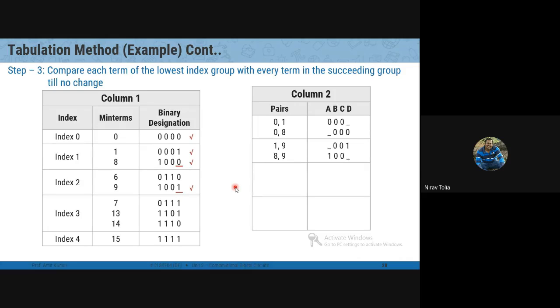So now the possibility of index 1 and index 2 is checked. Now we have to combine a group or check the possibilities between index 2 and index 3. So now we have to check the possibility of 6 with all others 7, 13 and 14, and then we have to check the possibility of 9 with all others 7, 13 and 14. Okay, I will check it.